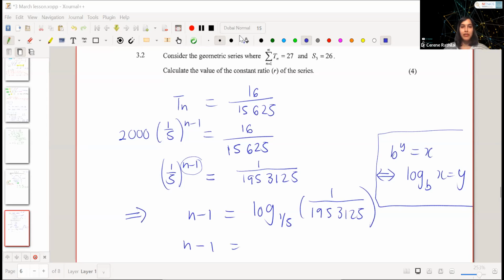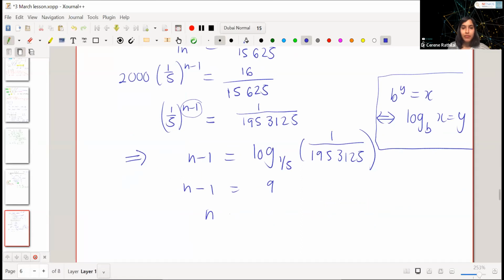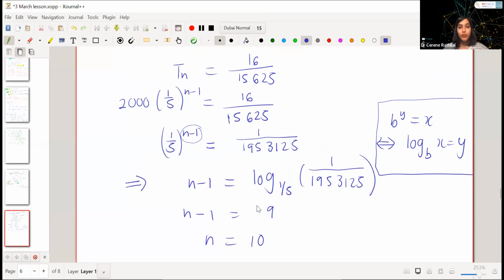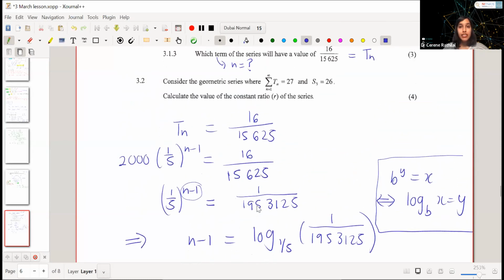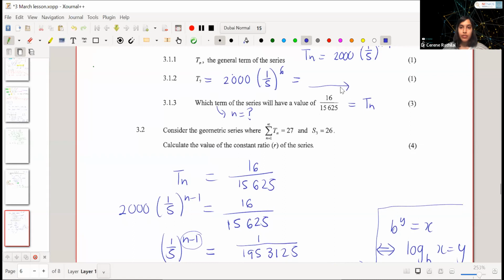Right, great. Everybody says they know logs. So n minus 1, I want the value for n minus 1. I don't want the final answer. N minus 1 is equal to 9. Thank you. And therefore, n equals 10. And so that is precisely how we're required to solve this question. And so it means that T10 equals this precise value here.